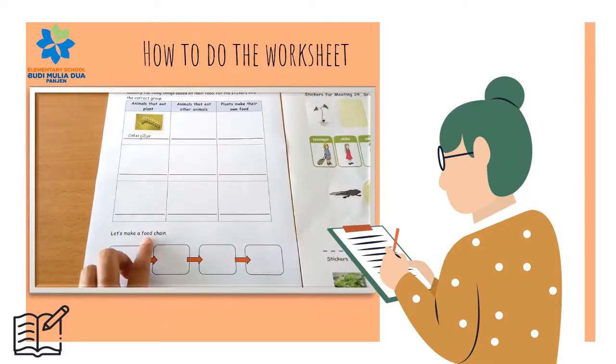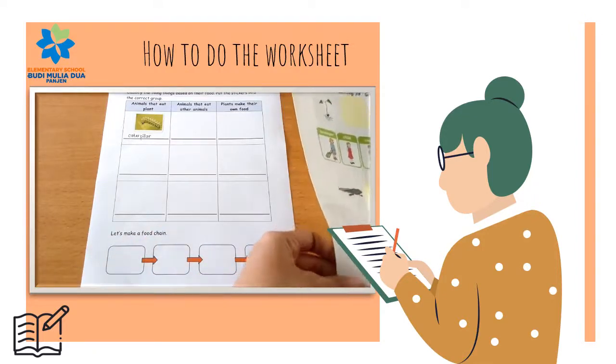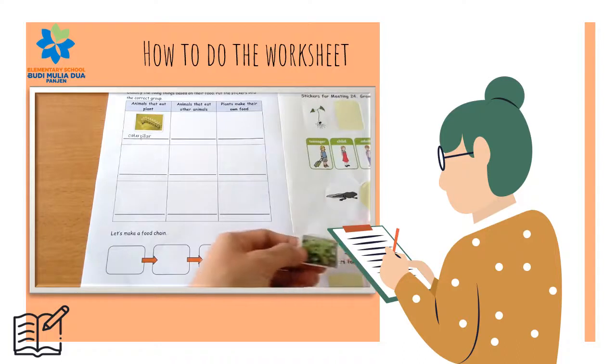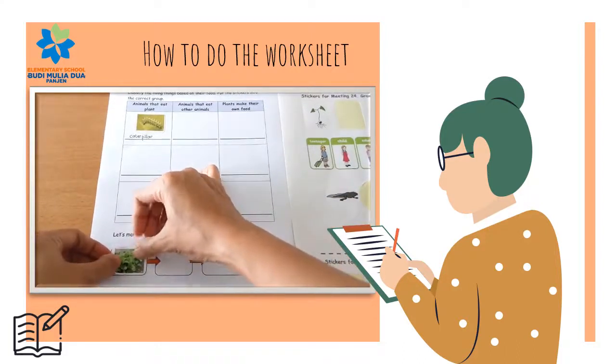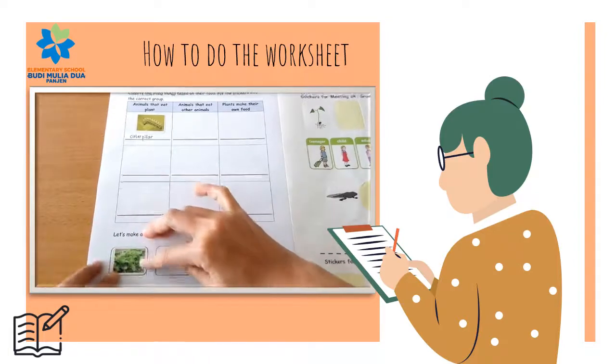Now about a food chain. Rantai makanan selalu diawali dengan tanaman, because plants can make their own food. Can you do the rest?